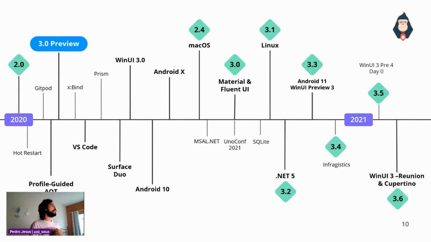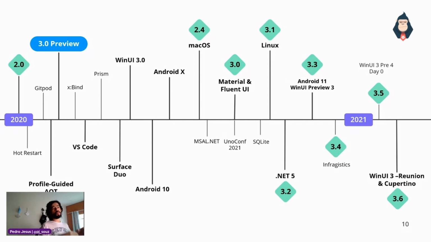And in 2020, we had version 3.0. We have the x:Bind support, which is amazing. It works just like x:Bind for WinUI. So you can have compiled binding for static methods and static properties, and that works just like a charm. In that era we also had VS Code support, Surface Duo, AndroidX, macOS, Material, and FluentUI, so you can use those guidelines like Cupertino, Fluent, and Material from Google on your applications. And you also have Linux support there.